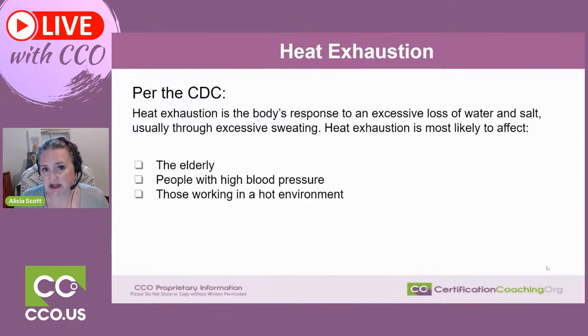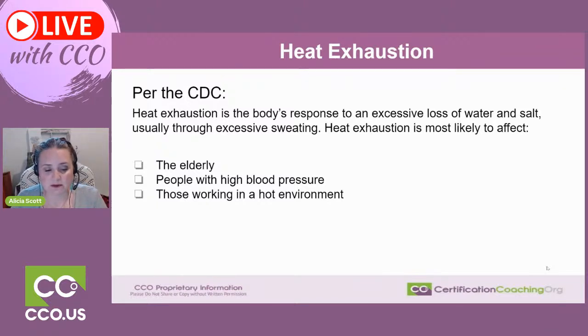Heat exhaustion is what happens before you go into heat stroke. It's more common. The signs and symptoms are there. They're somewhat similar, but this is not a predecessor to death, put it that way, or severe injury. Now, this is severe. This is important and needs to be treated quickly. But the CDC tells us that heat exhaustion is how the body responds to loss of water and the salt that it needs. And it usually happens through sweating.